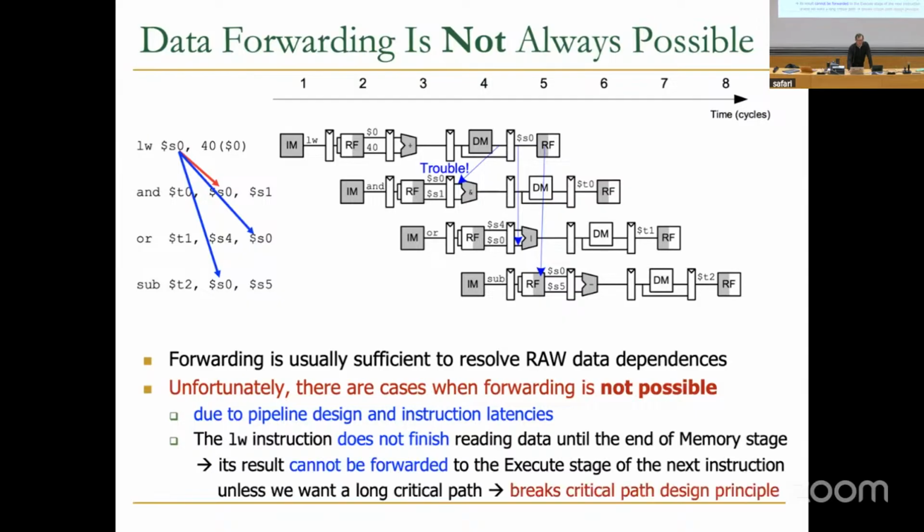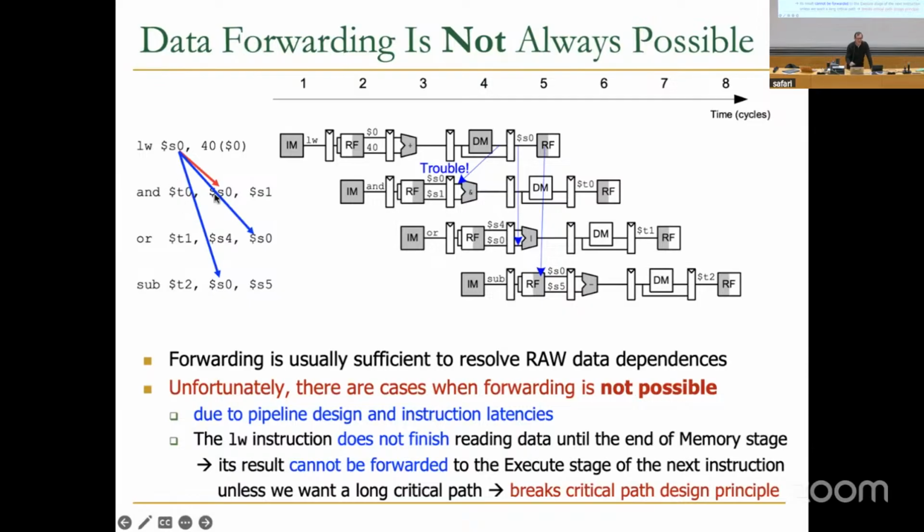Well, it can be, but we break the critical path principle, meaning what we can do is exactly what this trouble arc says. We take the value from here, forward it here, and now we have a very long critical path, right? As opposed to having one memory access, latching the results, we have one memory access, get the data, supply it to the ALU, do the ALU operation, and then latch the data, right? So you don't want to do this forwarding because it probably doubles your critical path. It breaks our critical path design principle essentially. So what happens is you need to stall the AND in this case.